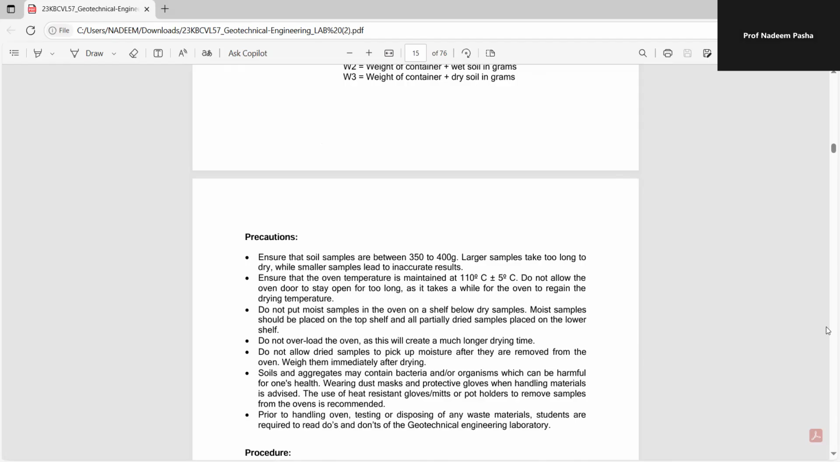The use of heat-resistant gloves, mitts, or pot holders to remove samples from the oven is recommended. Prior to handling the oven, testing, or disposing of any waste material, students are required to read the do's and don'ts of the geotechnical engineering laboratory.